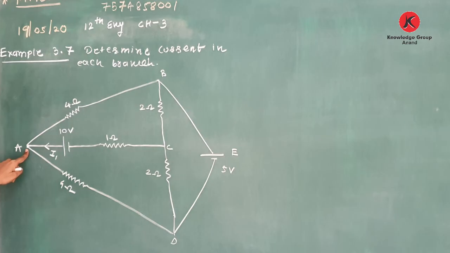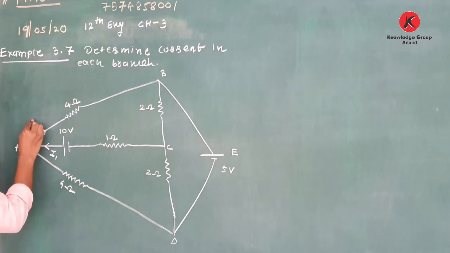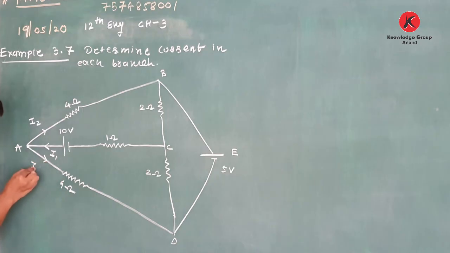Current entering any junction is equal to current leaving that junction. So current entering this junction is I1. So what is the current leaving? We have two branches. If in this branch the current flowing is I2, then what is the current in this branch? It is I1 minus I2. Clear about this? Again, I1 current enters junction A, I2 and I1 minus I2 leave junction A. If you add these two, you will get I1. It is Kirchhoff's first rule.